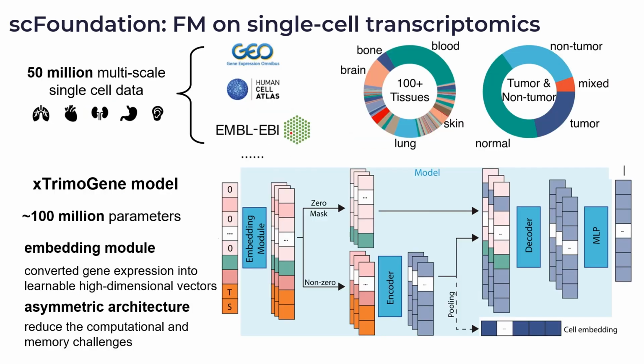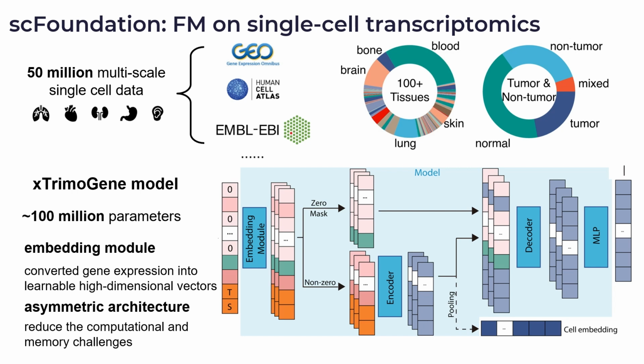This is a foundation model for single-cell transcriptomics. We trained it using 50 million single-cell datasets containing 20,000 genes. These datasets span over 100 tissues and various organs, with tumor data specifically distinguished. This allows the model to learn gene-to-gene relationships across different scales.